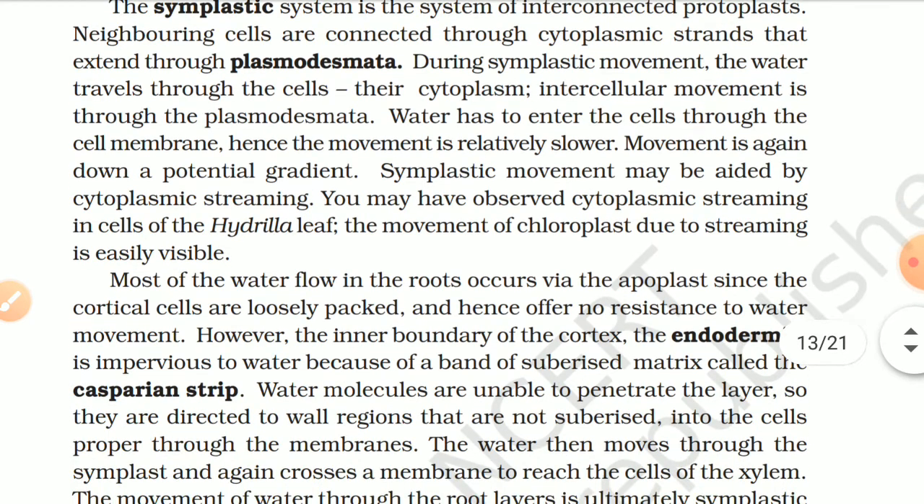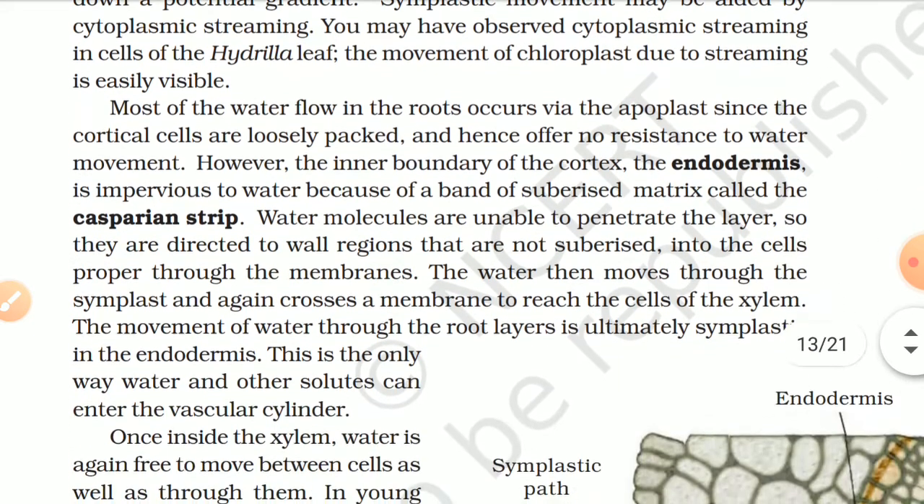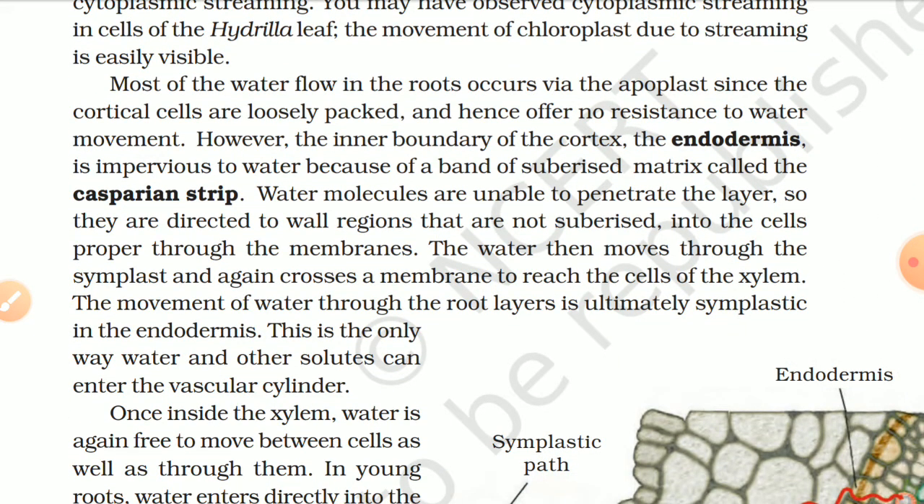Symplastic movement may be aided by cytoplasmic streaming. You may have observed cytoplasmic streaming in the cells of the Hydrilla leaf. The movement of chloroplasts due to the streaming is easily visible. Most of the water flow in the root occurs via the apoplast since the cortical cells are loosely packed and hence offer no resistance to water movement.